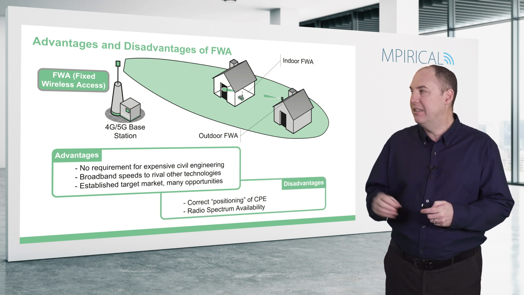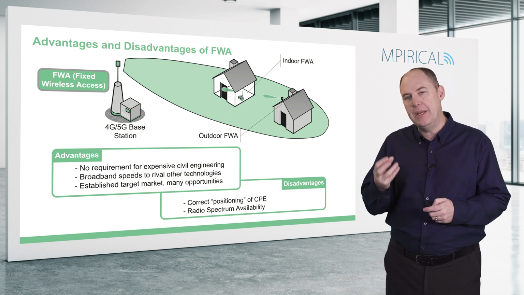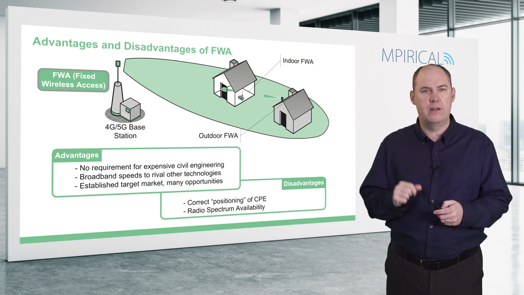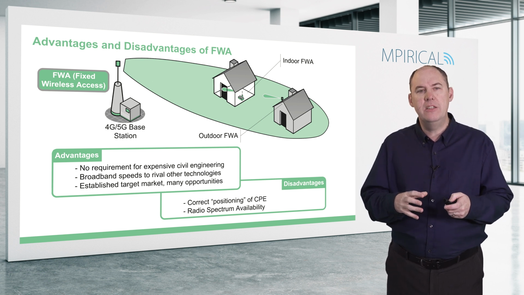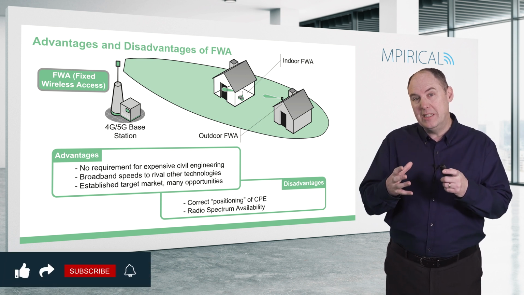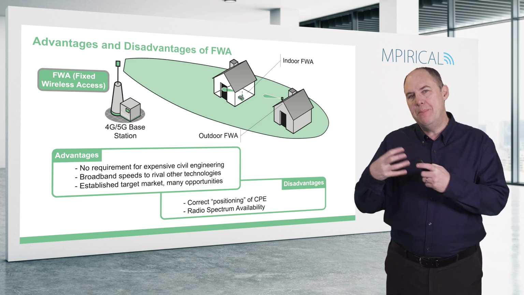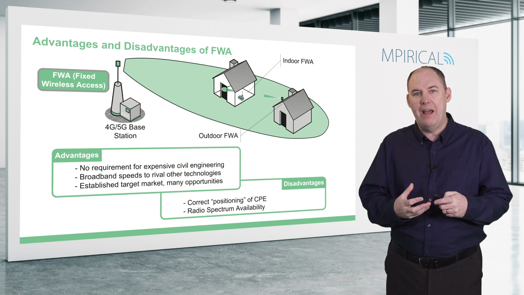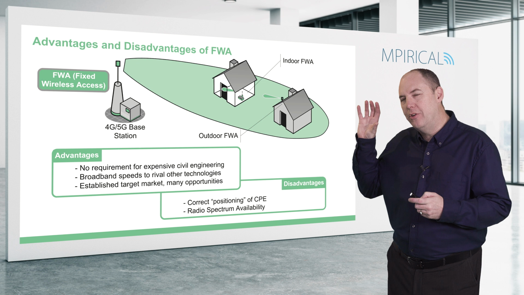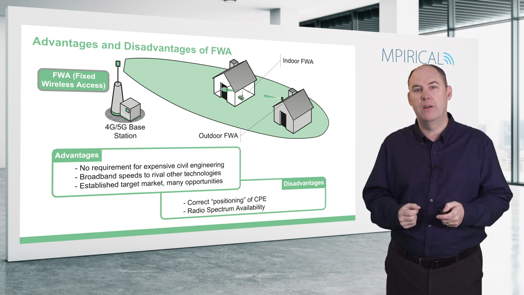The key disadvantage of fixed wireless access is related to the CPEs, the devices, and more specifically, the position of those devices. External CPEs need installation, and the idea is they technically need to be pointed towards the base station. Indoor CPEs, again, depending on where they're positioned and the makeup of the residential property, the thickness of the walls, that could severely impact the actual connectivity to that particular device.